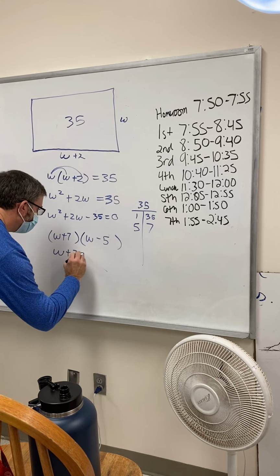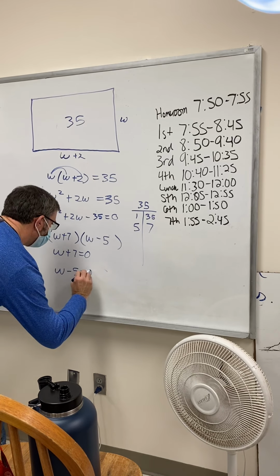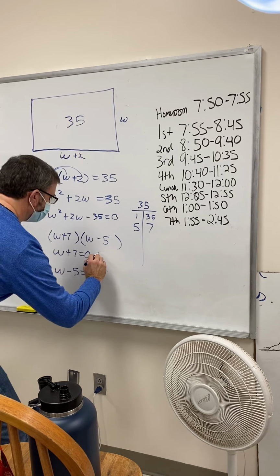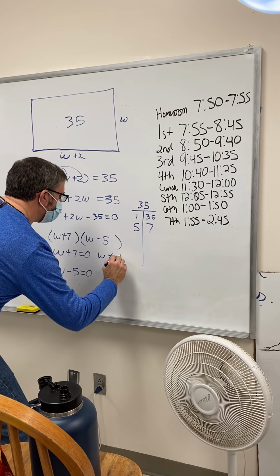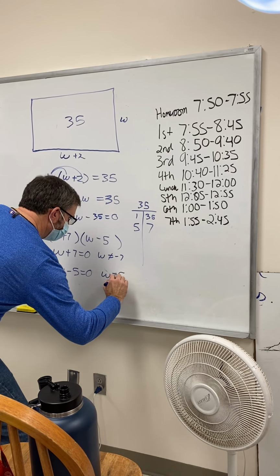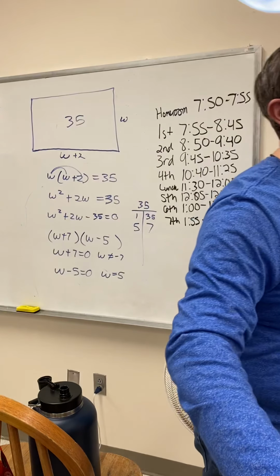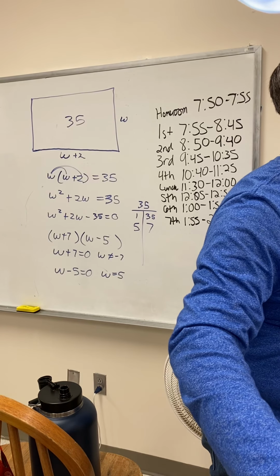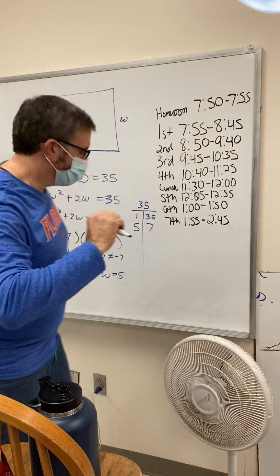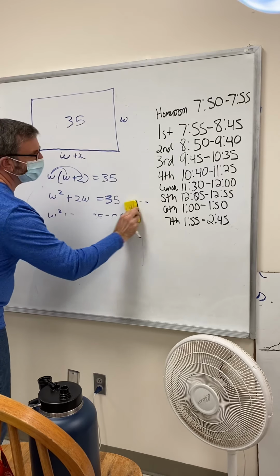W plus 7 equals 0. Okay, we know that W cannot be negative, so we know it's not that. So I know my width is 5, and that's as far as I need to go, because I'm looking to see how wide it is. Okay, and the answer is 5. All right, now we're changing up a little bit with the next two.